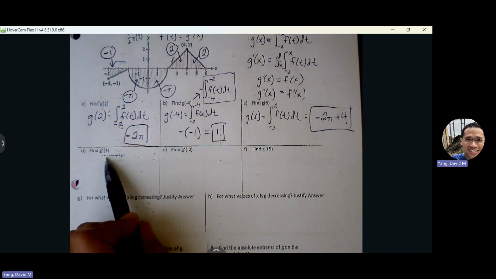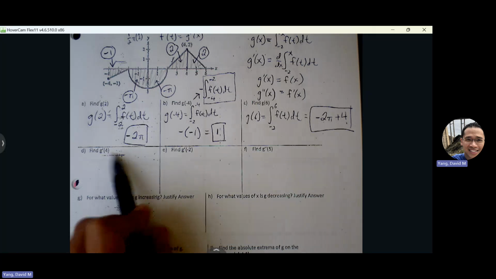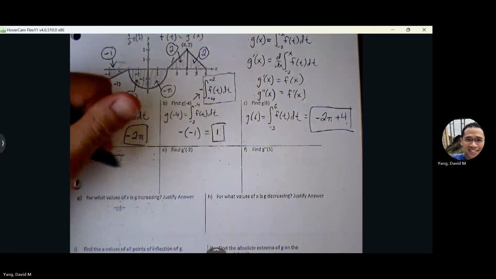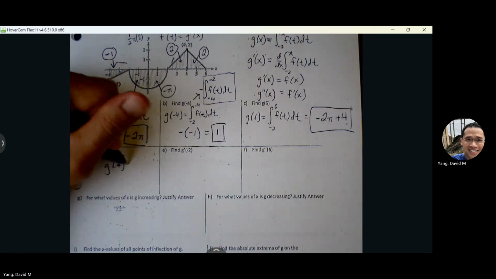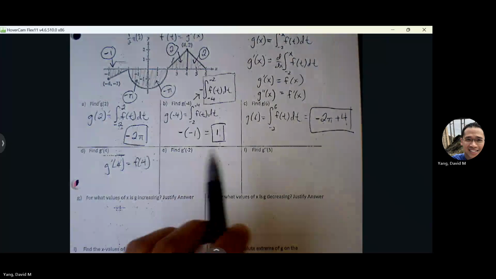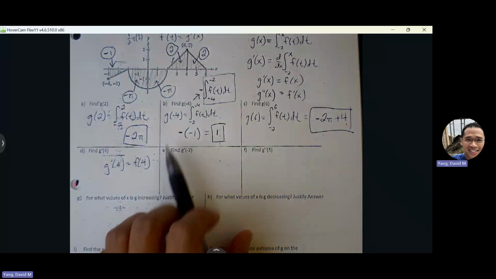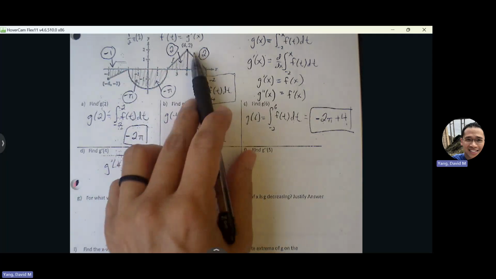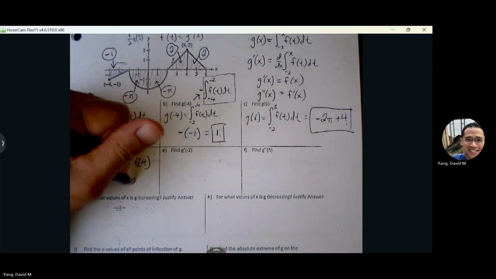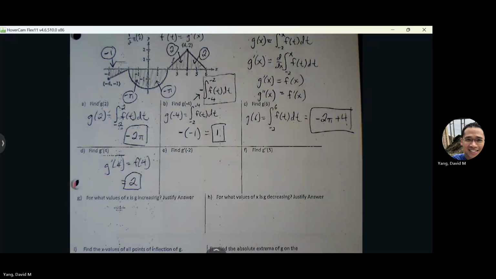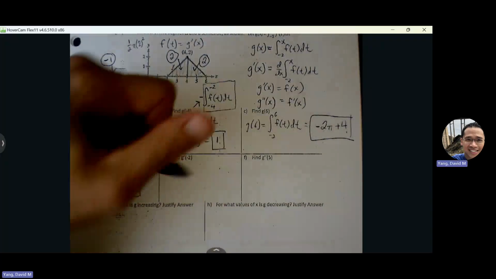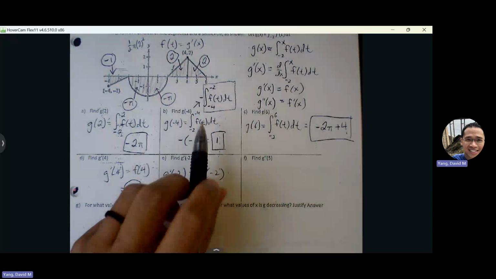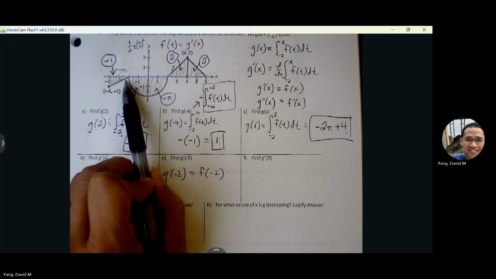All right, next up, find g prime of 4. So g prime of 4, we have a different relationship there between g and f. We know g prime of 4 is equal to f of 4. And what's f of 4? Yeah, now we're looking at simply the ordered pair of the graph, right? G prime of -2, we know g prime of -2 is f of -2. And what's f of -2? 0.